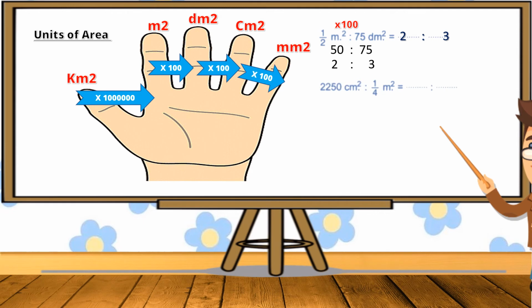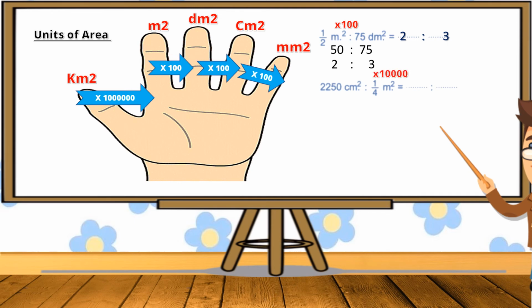2250 centimeter square to quarter meter square. The greater unit is meter square. Then we will convert from meter square to centimeter square by multiplying by 10,000. We have two zeros between meter square and decimeter square, and two zeros from decimeter square to centimeter square. Then from meter square to centimeter square, multiply by 10,000.